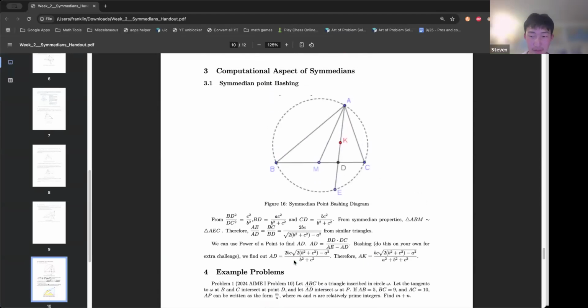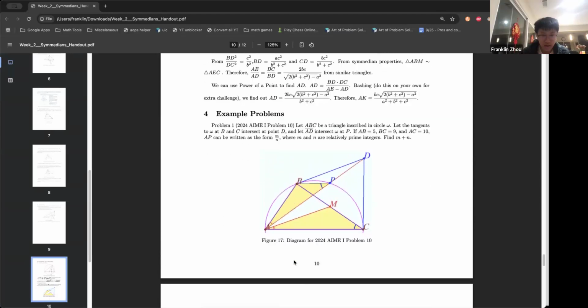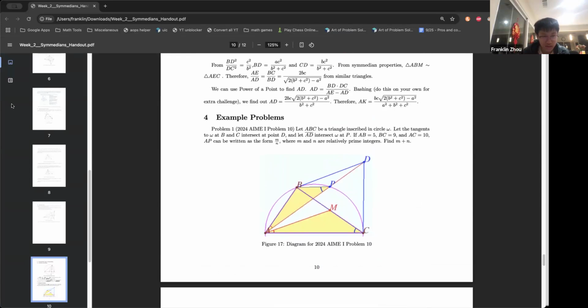Franklin, do you want to talk about example problem 1? Okay, so we have an average AMC problem, which is obviously a bash. But anyways, this is from 2024 AIME 1. I wasn't lying when I said this was a year ago. The problem states we have triangle ABC inscribed in this circle omega, and we have the tangents to B and C. You should immediately think, you see them intersect at D, and you see AD. You should immediately think about Symmedians, since we literally just talked about them.